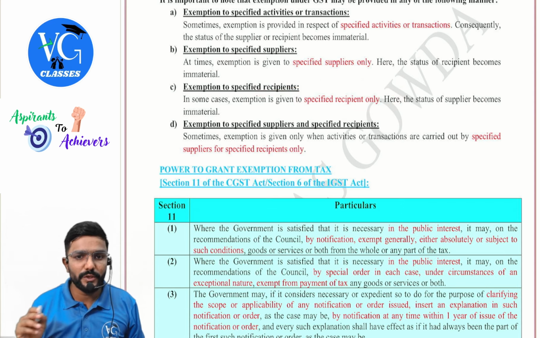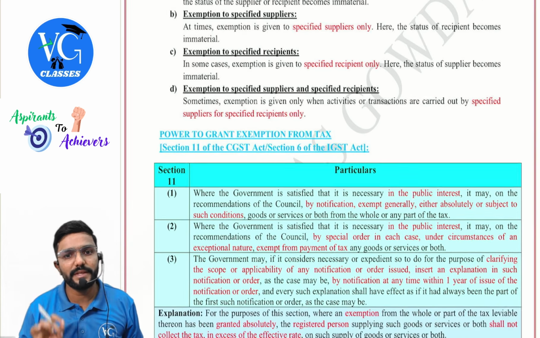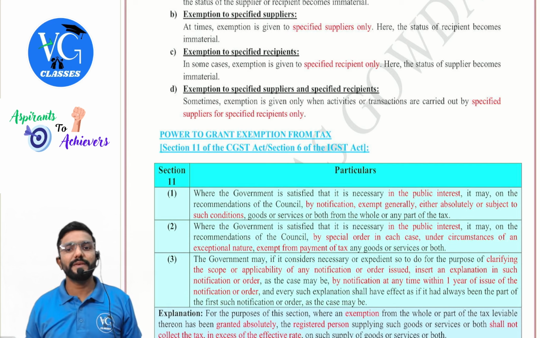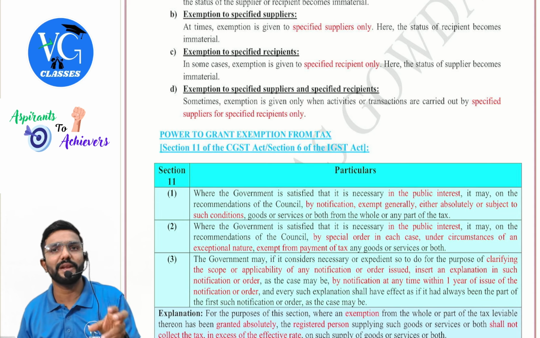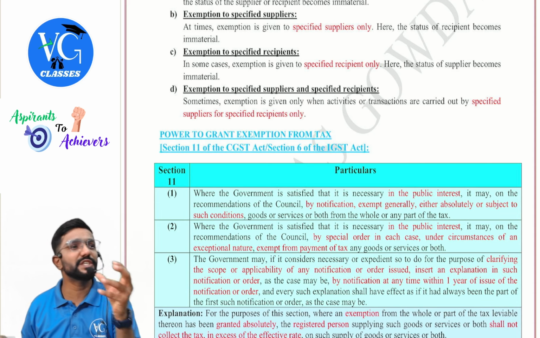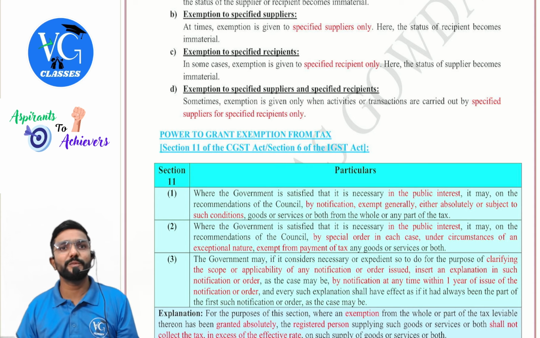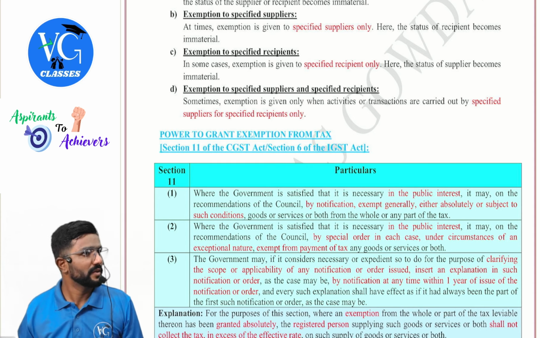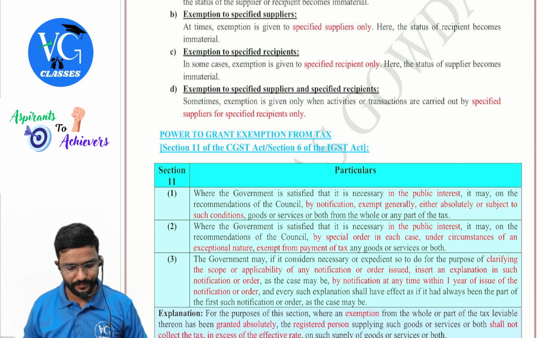Next, exemption to specified suppliers and specified recipients. Sometimes exemption is given only when activities or transactions are carried out by specified suppliers for specified recipients only. For example, services given by an educational institution to students are exempt. So who is the supplier? Who should be the recipient? Both they are telling. So this exemption can be enjoyed only if both are covered, guys.